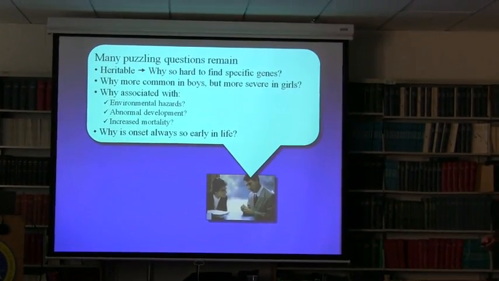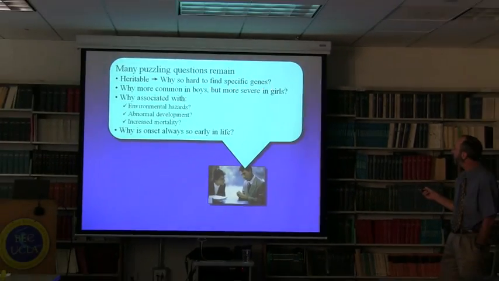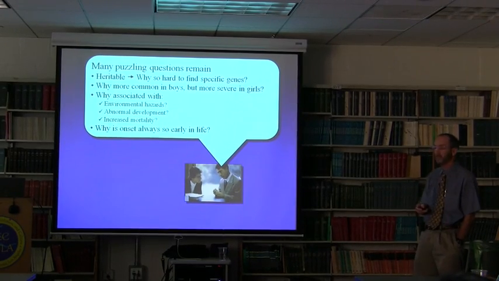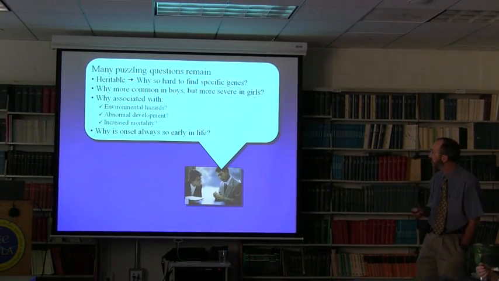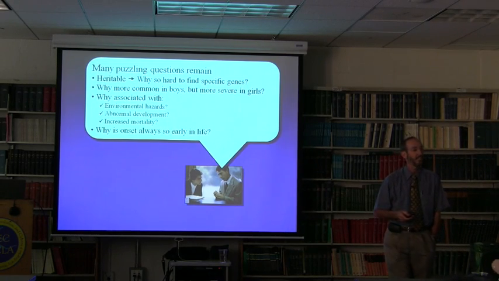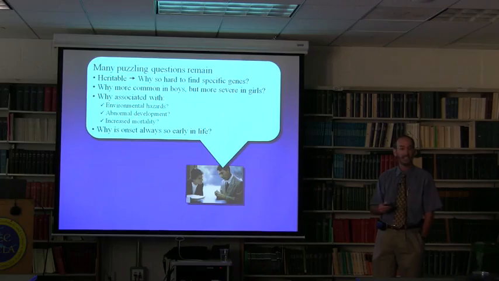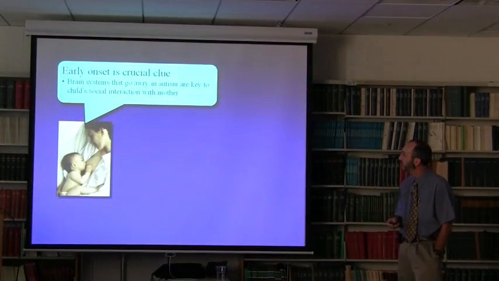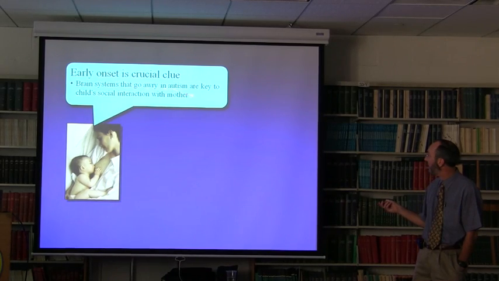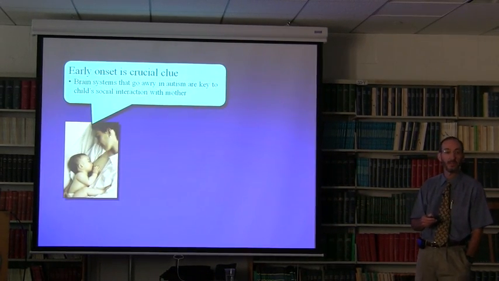Many puzzling questions remain. If it's so heritable, why has it been so hard to find specific genes? Why is it more common in boys but more severe in girls? Why is it associated with environmental hazards, abnormal development, and increased mortality? And why is onset always so early in life? That last question may provide a crucial clue because the brain systems that go awry in autism may be key to the child's social interaction with its mother.